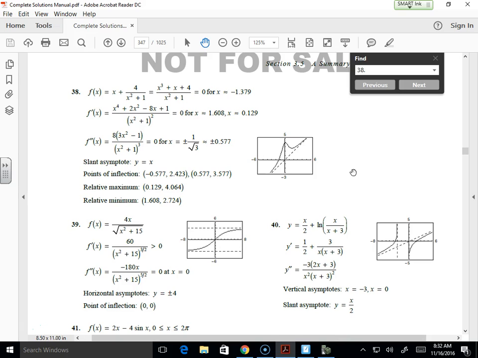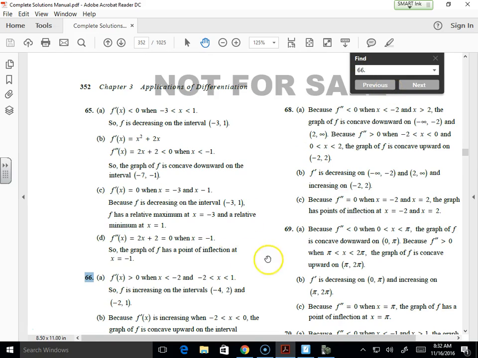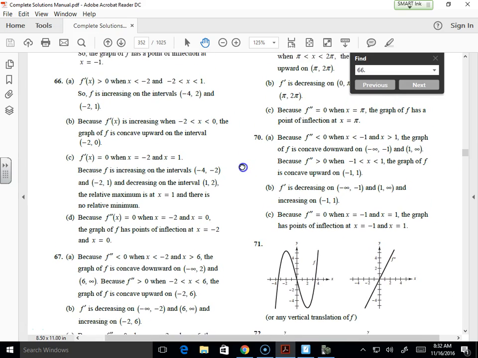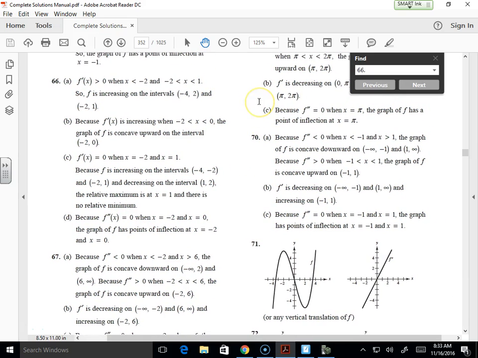Question, any more evens? No? Really? I gave you all ones you could check, huh? 80. Oh, 80? 66 and then 80? Okay. 66, letter A, B, C, and D. Is this the one where they gave you the graph of F? No, this isn't. Oh, yeah. It made it harder than it is.